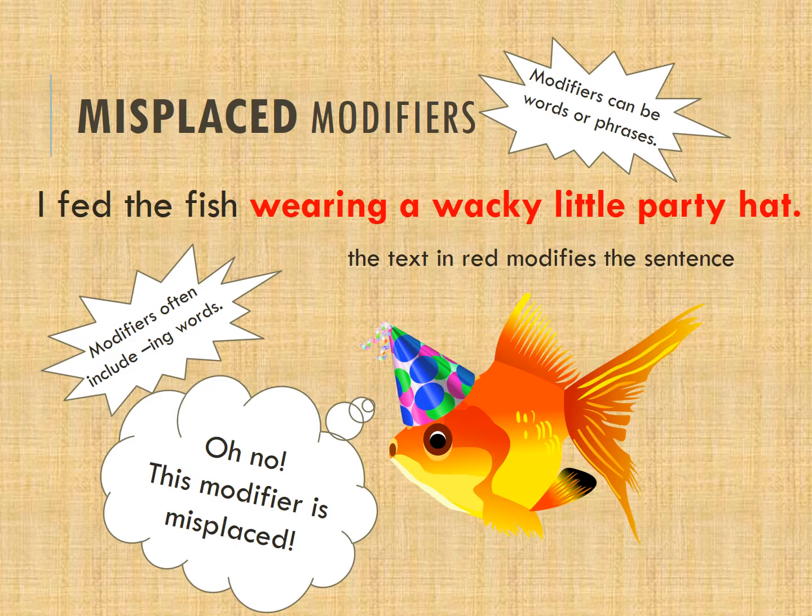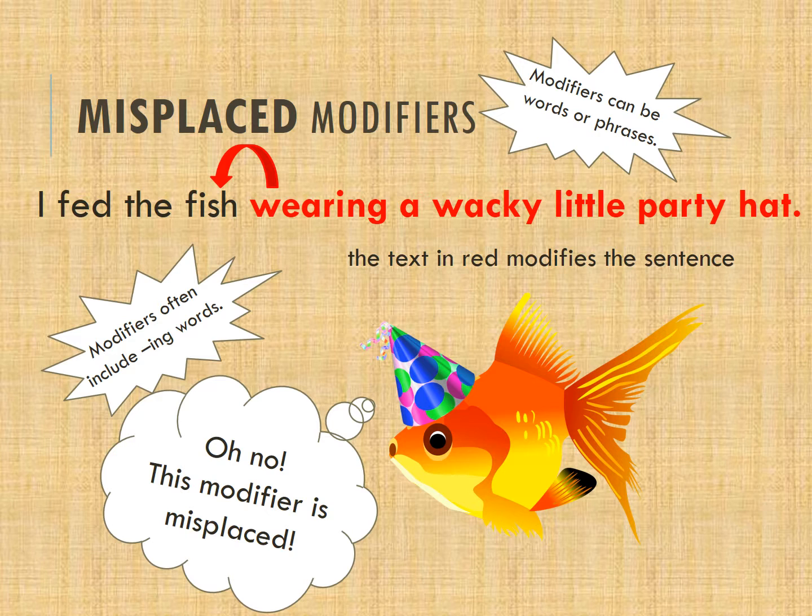In this case, wearing a wacky little party hat, our modifier, has to reach out to the nearest target. And this time, it's reaching for the noun fish. Suddenly, we've entered a world where goldfish wear wacky little party hats. Something's not right, and it's because, as our goldfish knows, that modifier is misplaced.